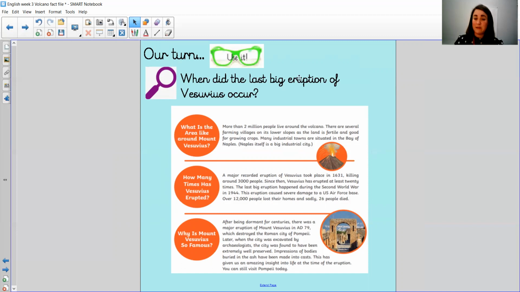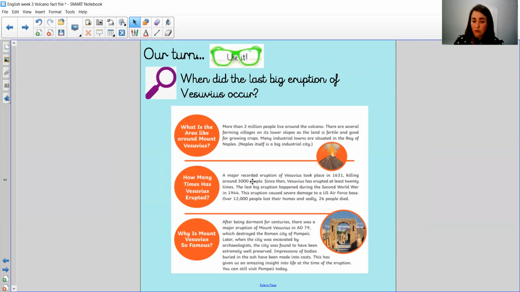I want to know when the last big eruption of Vesuvius occurred. So I don't really need to know about the area around Mount Vesuvius. I also don't really need to know about why it's so famous. But how many times has Vesuvius erupted is more than likely going to be the part of information that's going to tell me the answer. So I'm going to read this part first. I'm going to have the question in the back of my head: when did the last big eruption of Vesuvius occur? And I'm going to read through this section first.